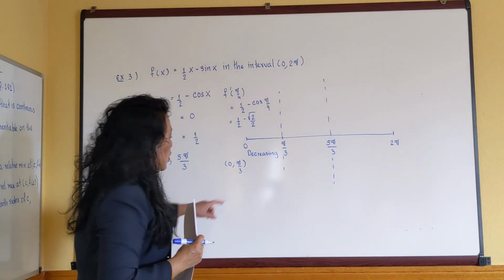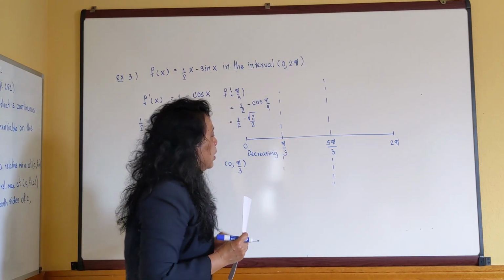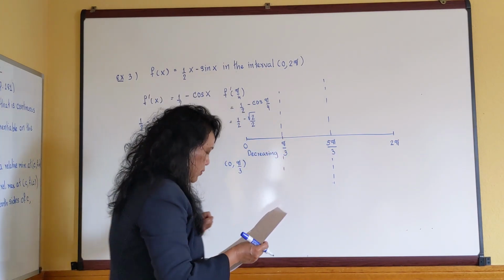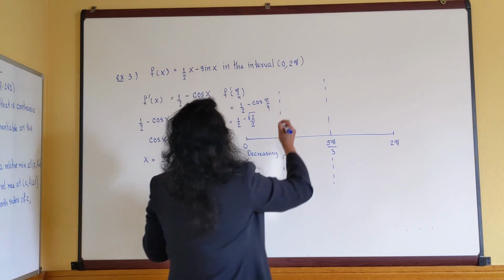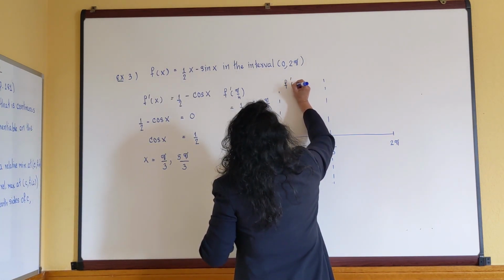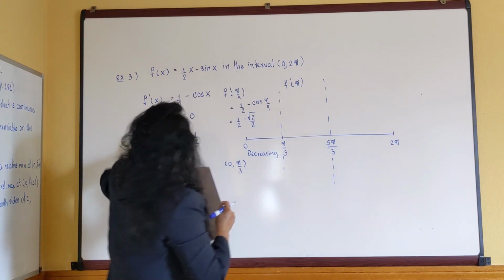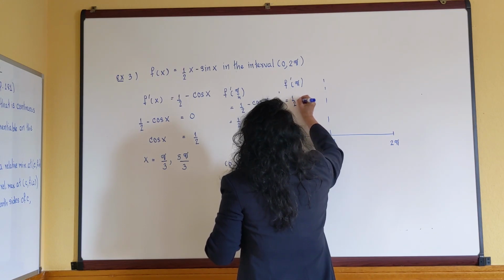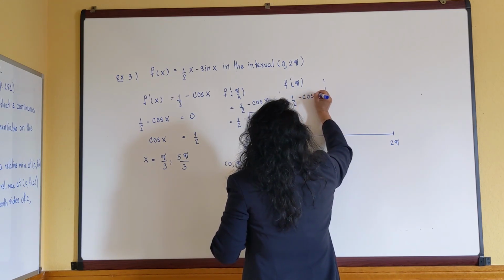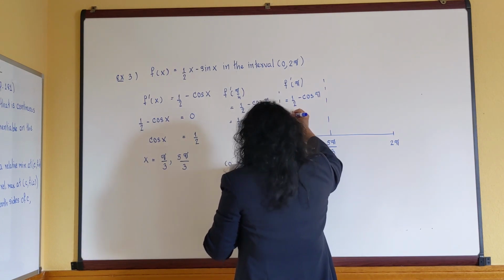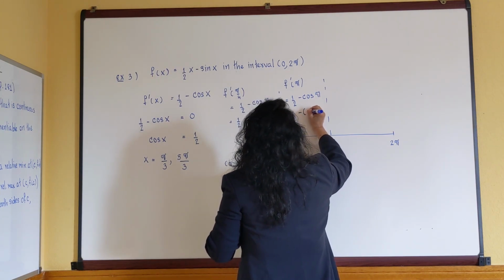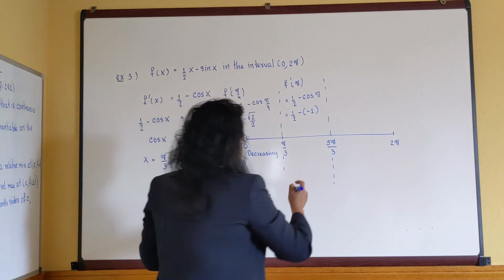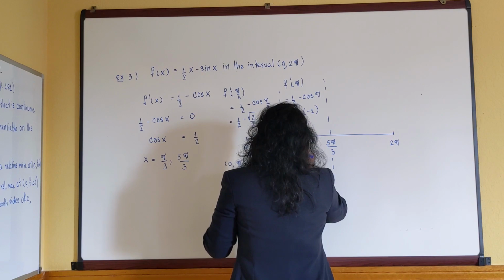The next interval is between pi over 3 and 5 pi over 3. So I pick pi. Again, plug into this function. So I have 1/2 minus cosine of pi. 1/2 is 1/2. Cosine of pi is negative 1. Obviously this is positive, so this is increasing.